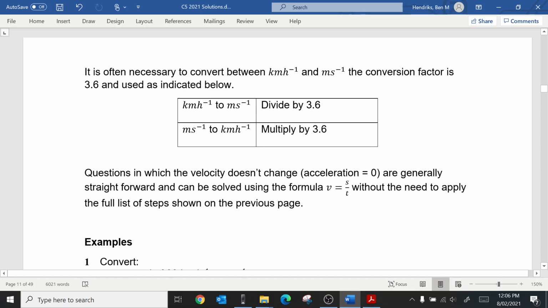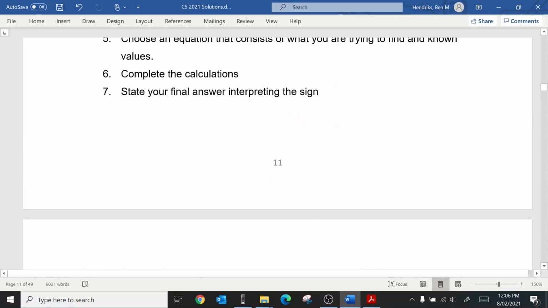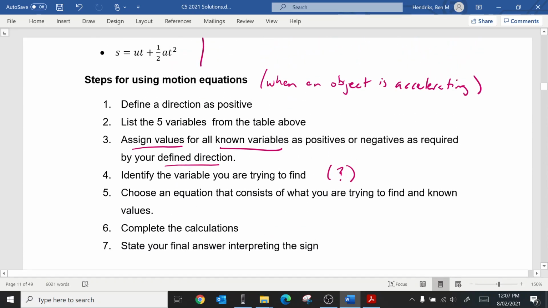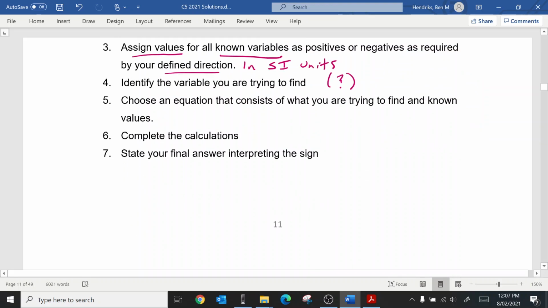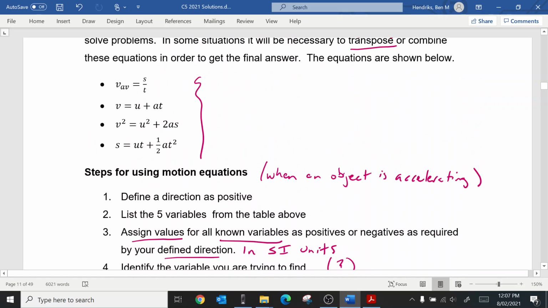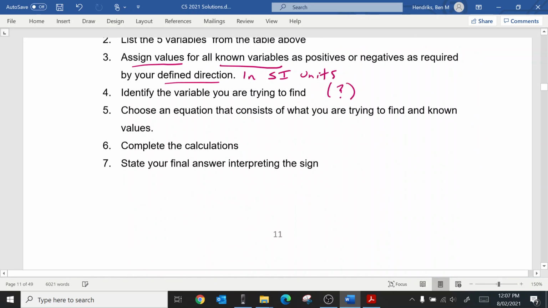Alright, so before we start doing any examples, we just want to highlight that it is often necessary to convert between kilometres an hour and metres per second. The conversion factor is 3.6 and used as indicated below. I'm just going to add something up here actually. When we assign values, we also want these to be in SI units. You always just want to have things in SI units, then you know that they work. These equations work in SI units. If you assign everything SI units to start off with, you know those equations are going to work.